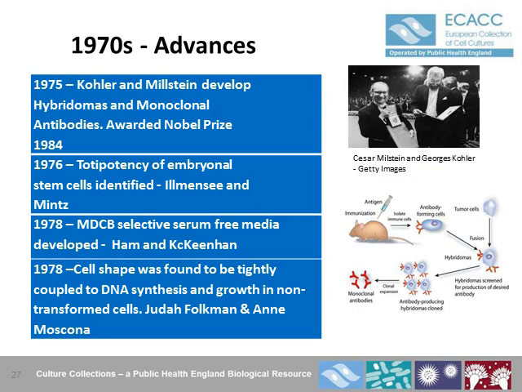In 1976, the totipotency of embryonal stem cells was identified, and a series of advances came in 1978 in molecular, cellular, and developmental biology. Selective serum-free media was developed by Richard Ham, and that enabled selective growth of specific cell types. Judah Folkman and Anna Moscona were able to manipulate the adhesivity of cell culture surfaces to control the extent of cell spreading to produce a series of quantitative cell shapes. They found that cell shape was tightly coupled to DNA synthesis and growth in non-transformed cells, suggesting this mechanism is important in the growth of mammalian cells.